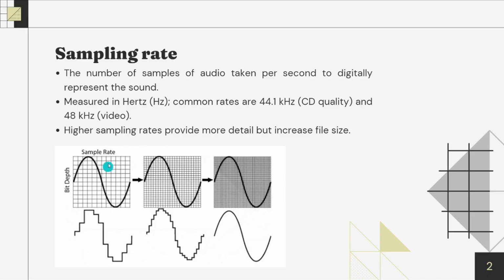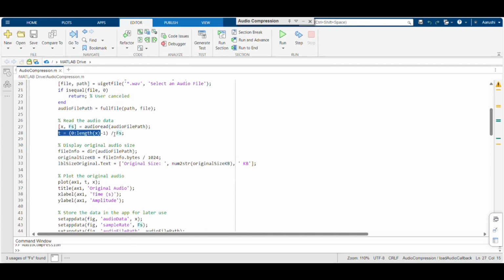For example, here you can see how increasing the sampling rate allows for a more accurate representation of the original sound wave and has improved quality of sound and reduced noise. The next line creates a time vector t for plotting. The length of x minus 1 gives the number of samples, and dividing it by fs converts this count into seconds, making t represent the time corresponding to each audio sample in x.